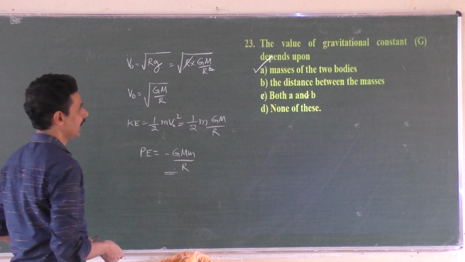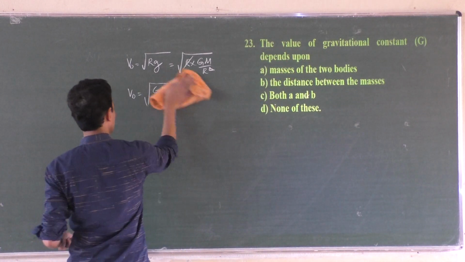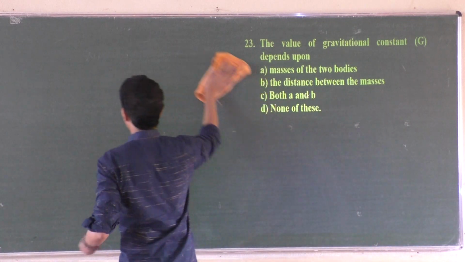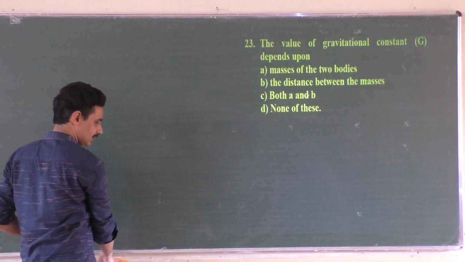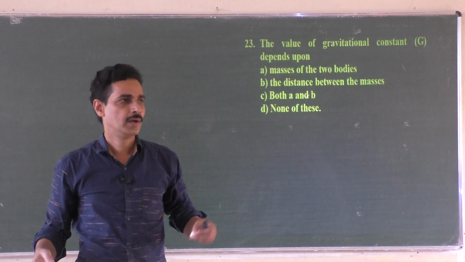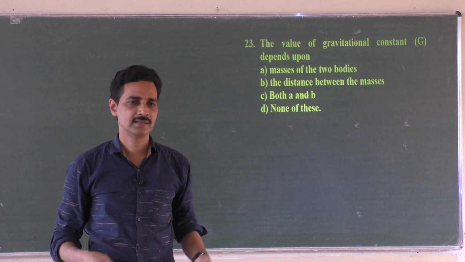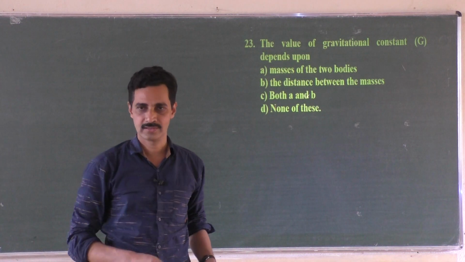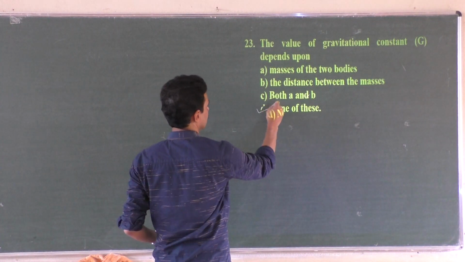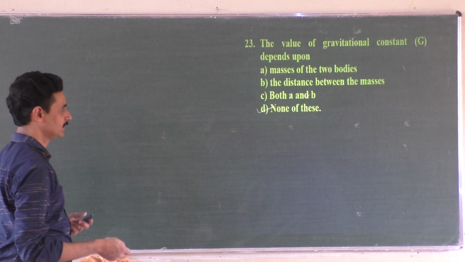Question 23. The value of gravitational constant depends on what factors? Capital G. Remember, capital G is a universal constant. It need not depend on anything. When you write Newton's law of gravitational force, the formula for the force between two planets like Saturn and Jupiter, Mars and Venus, Earth and Moon, whatever it is, capital G is a constant. It does not depend on anything, so it is none of this.